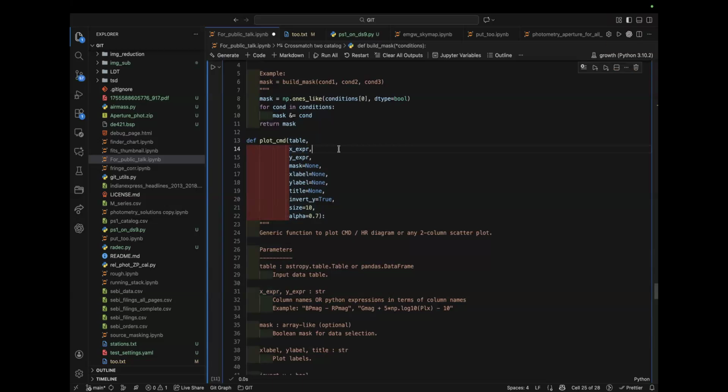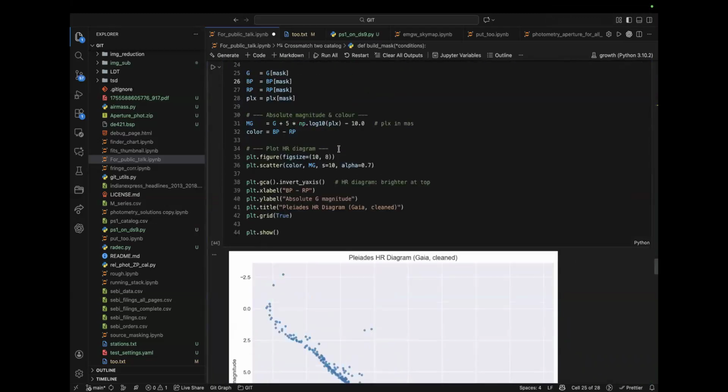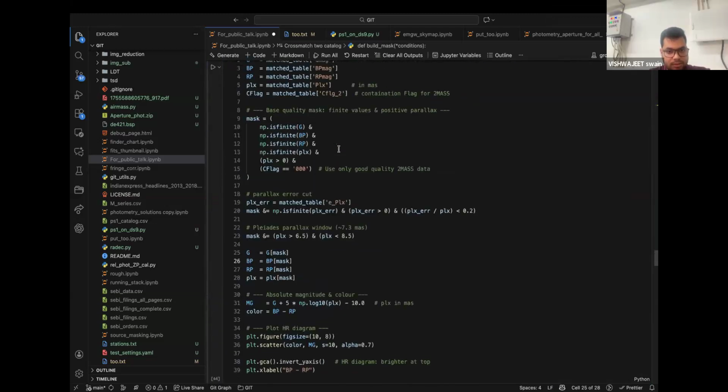Sorry, there is one query here, maybe it can be directly addressed. What is mask bad parallaxes? Okay, that's a good question.